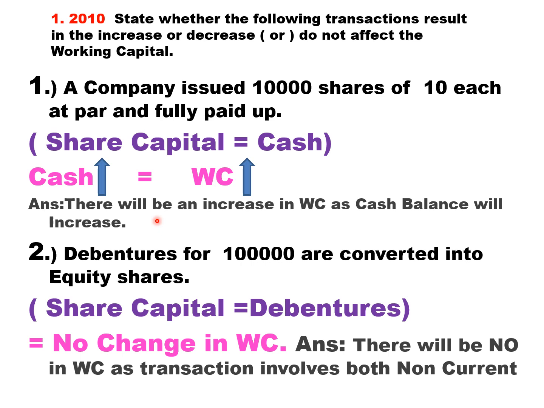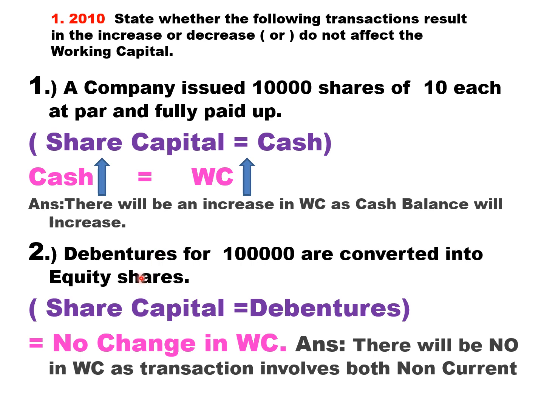Students, from the examination point of view, if you write only the conclusion it is enough; working notes and further explanations are not required. I have given the further explanation only for understanding purposes. So you should just write: there will be an increase in working capital as cash balance will increase.